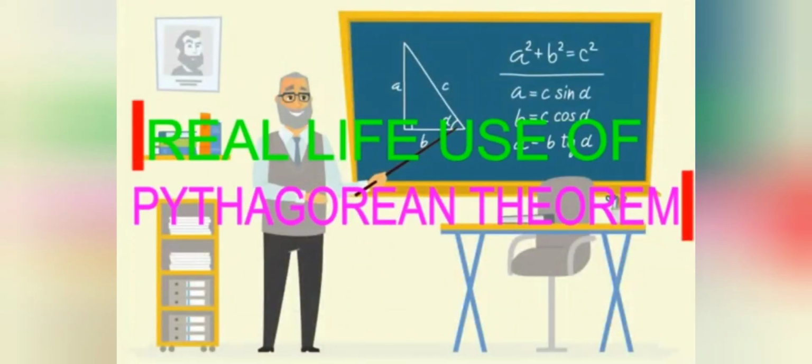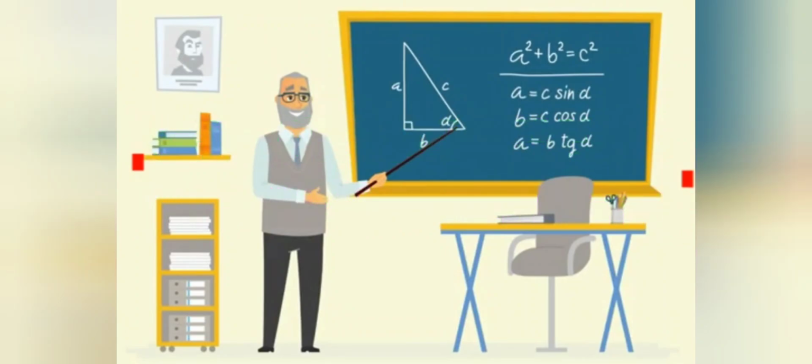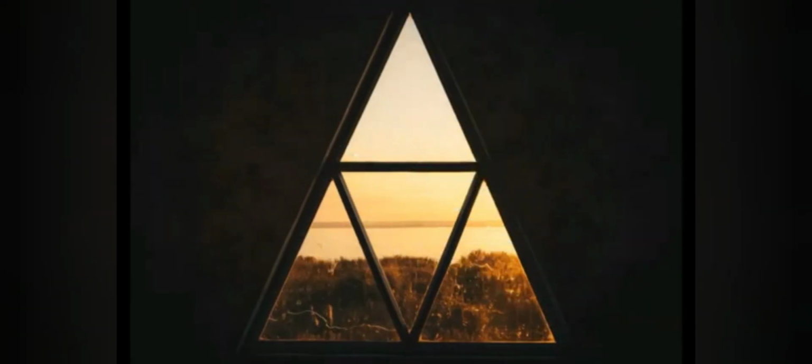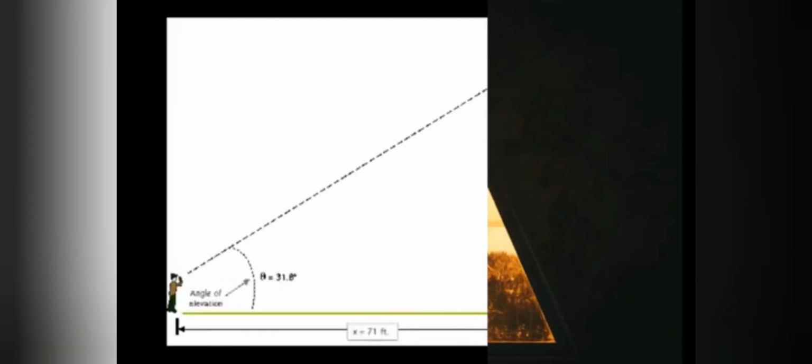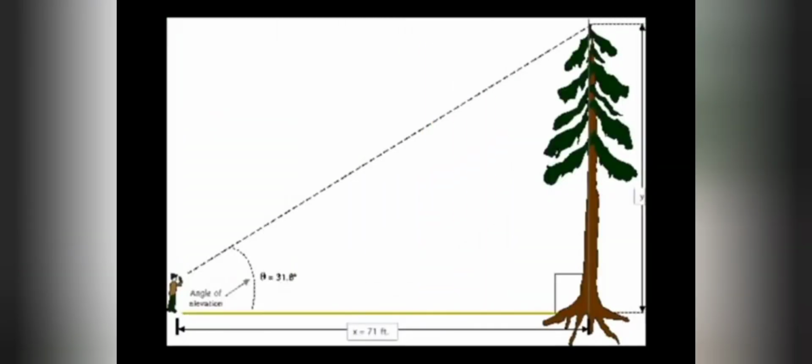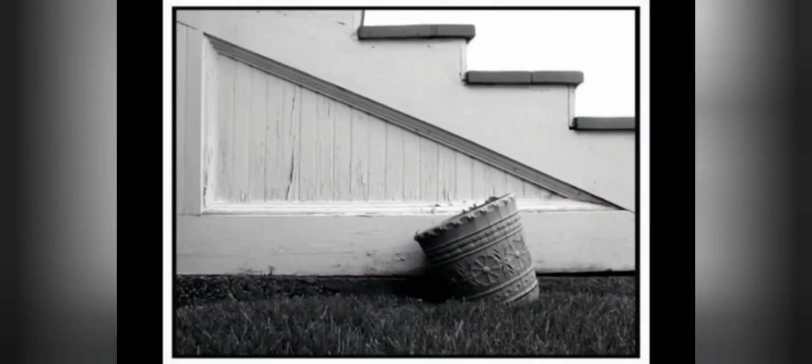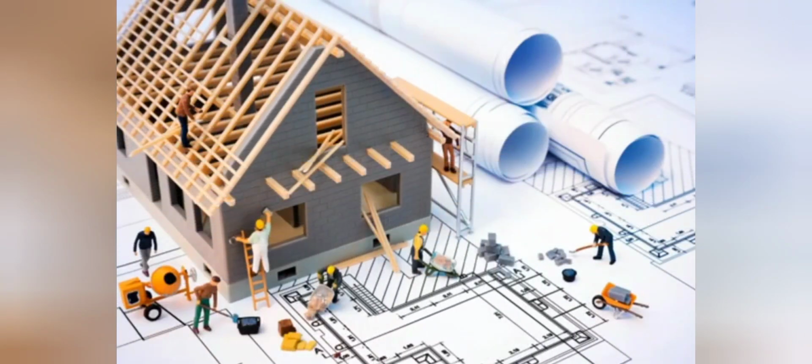The Pythagorean Theorem. The Pythagorean Theorem is a statement in geometry that shows the relationship between the lengths of the sides of a right triangle, a triangle with one 90-degree angle. The right triangle equation is a squared plus b squared equals c squared. Being able to find the length of a side, given the lengths of the two other sides, makes the Pythagorean theorem a useful technique for construction and navigation.